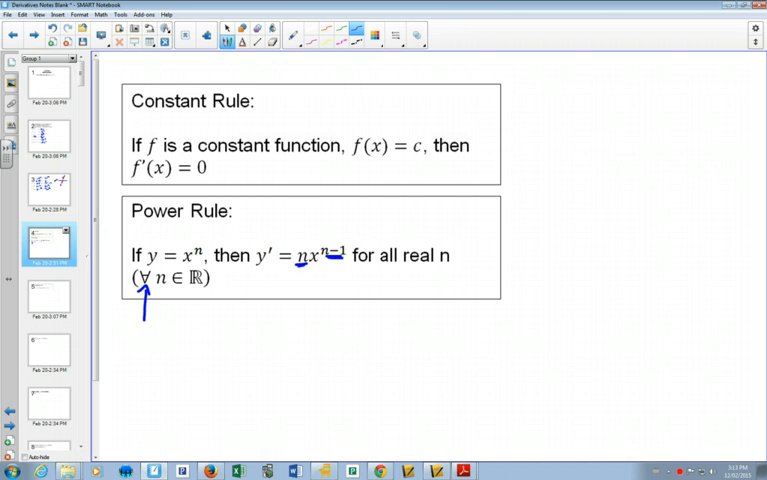And you've seen this, right? n belongs to the real numbers. So instead of having to write this out, which would take me maybe 3 seconds, I can write this in 2.5 seconds and save a half second. Very efficient.